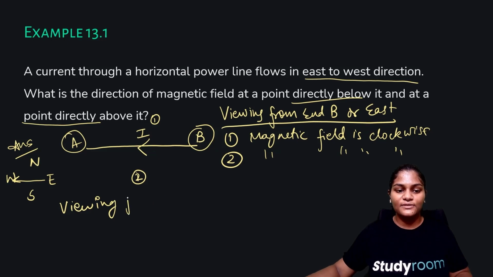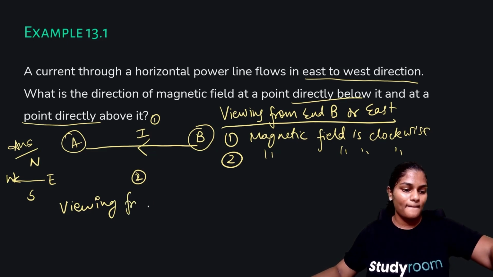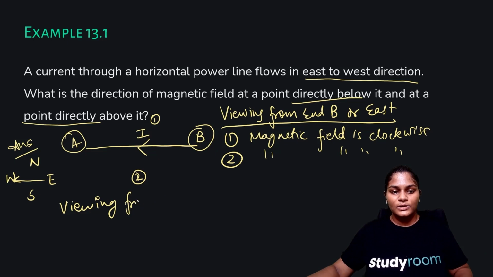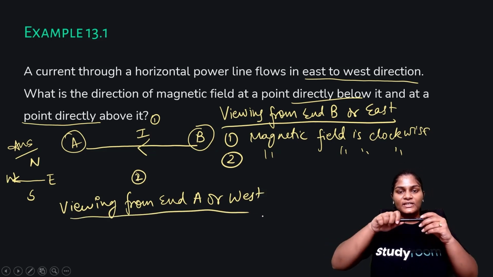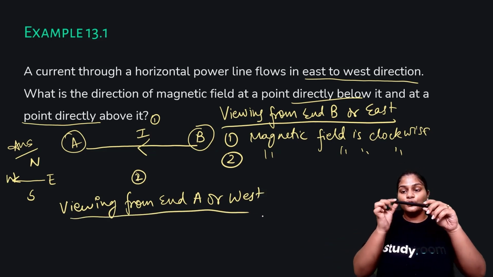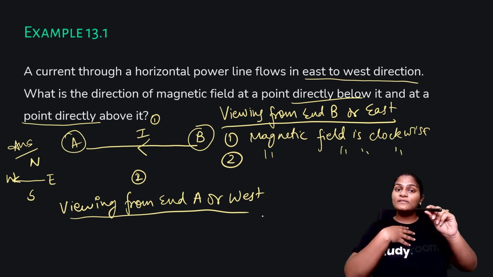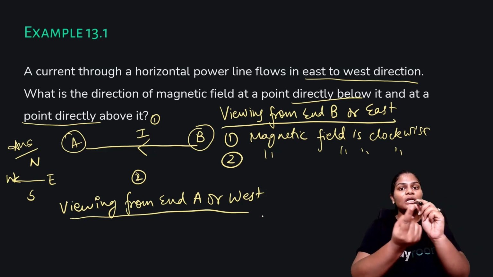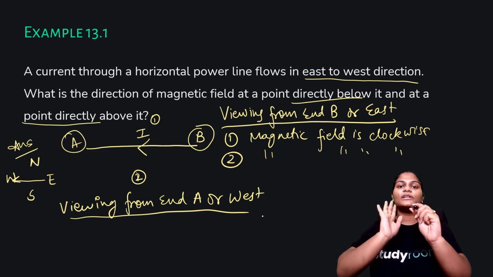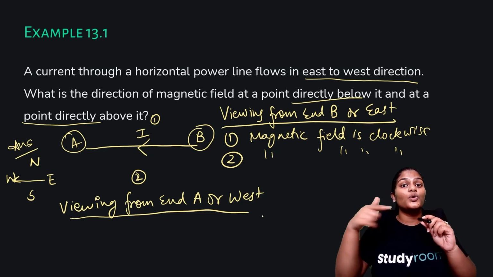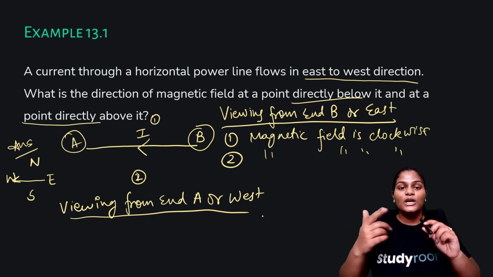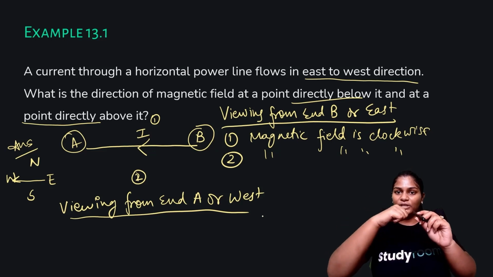So I say that viewing from end A, or west end, what is happening? My wire is given to me like this, but now I want to view it like this, and I am standing at the end A. Is the current coming towards me or going away from me? The current is coming towards me. Look at the figure. The current is going towards A, right? So obviously my thumb will be pointing towards me.